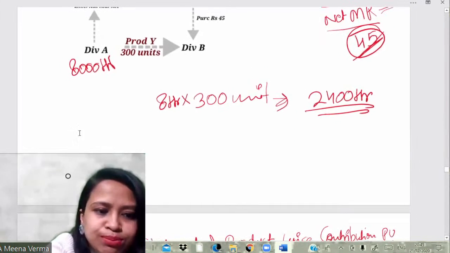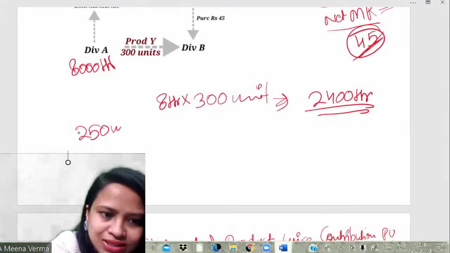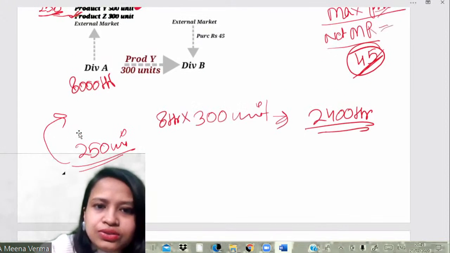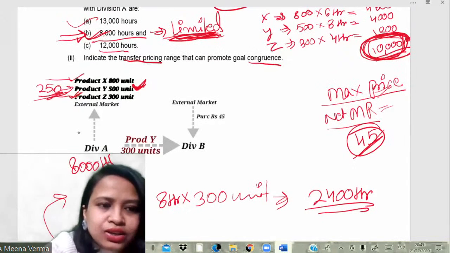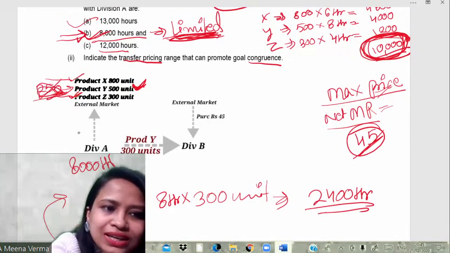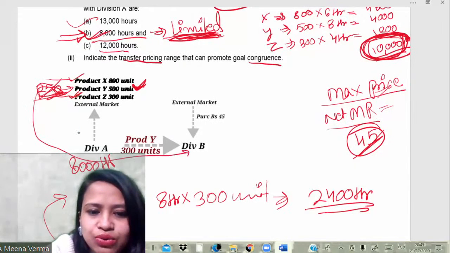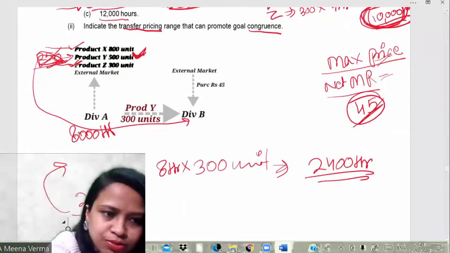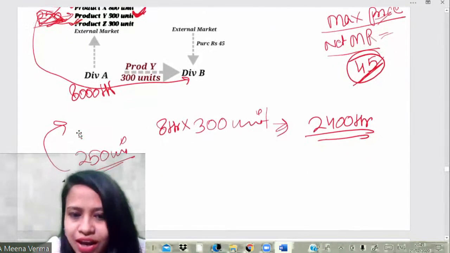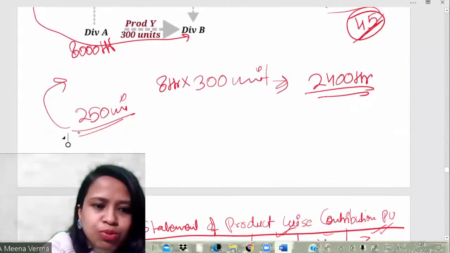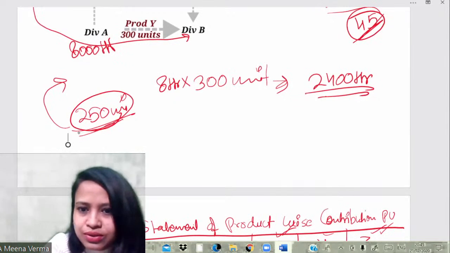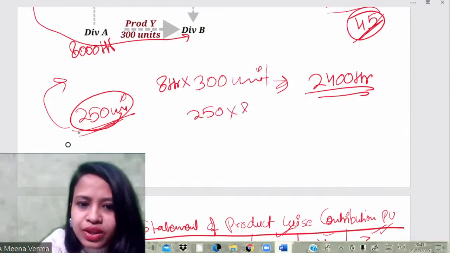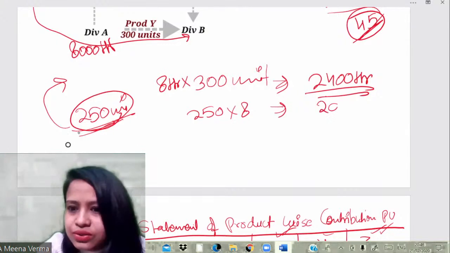You can see that you can make a maximum of 250 units, and the remaining units you can sell to the external market. So if you are not selling those units in the external market and you are transferring them to division B, then you are losing your contribution, your opportunity cost, which you want to recover from here. You want to recover the opportunity cost which you are losing. How many hours can you save from here? 250 into 8. I think this is 2000.